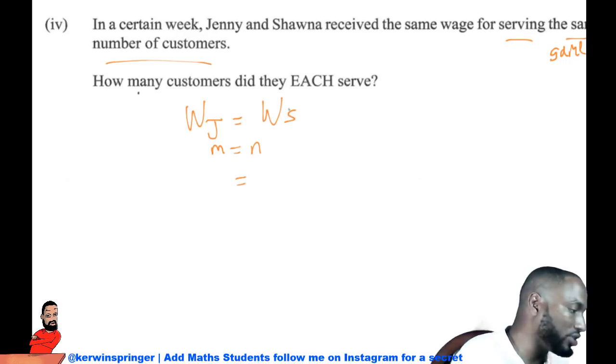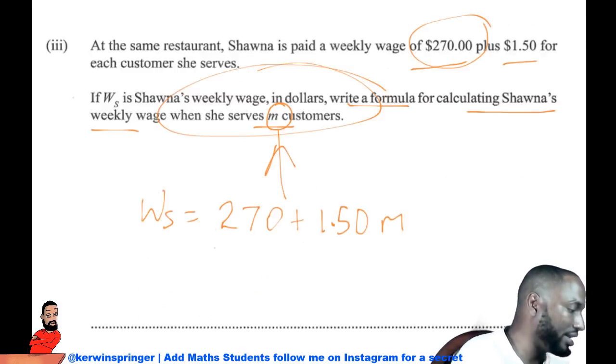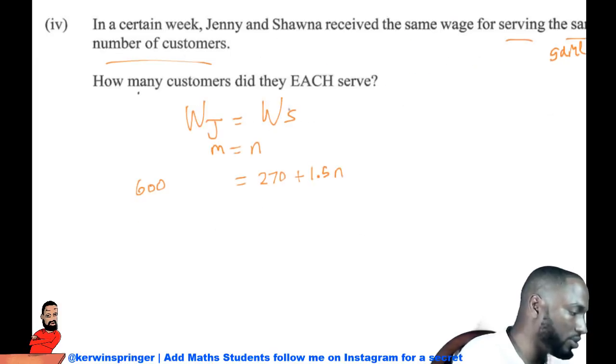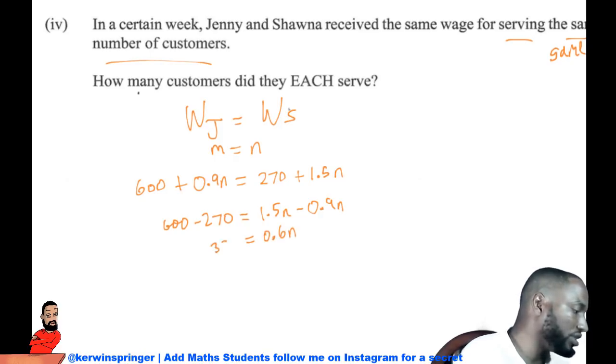If you remember, WS was 270 plus 1.5M, but since M and N are equal, I just use N straight through. And this one is 600 plus 0.9N. Bring all the N's to one side and all the numbers to the other side. So you have 600 take away 270, and you'll have 1.5N take away 0.9N. Remember, M and N are the same thing here. This gives me 0.6N, and here I will have 330.